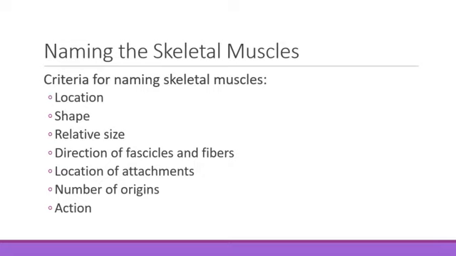For shape, some muscles are named for their shape. We know that the deltoid muscle is a triangular muscle. The right and left trapezius muscles together form a trapezoid.